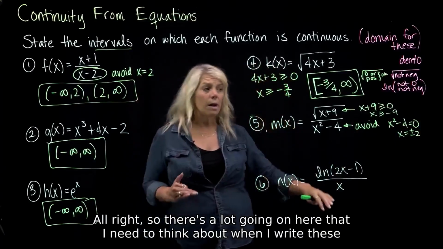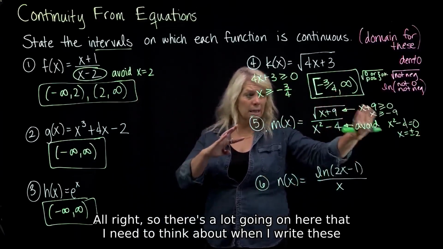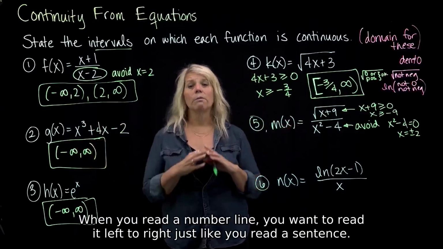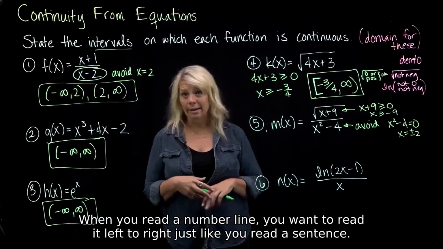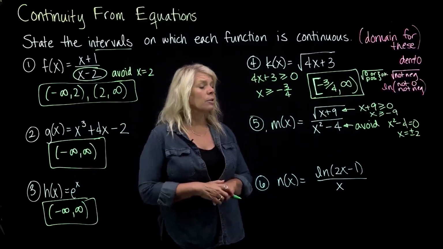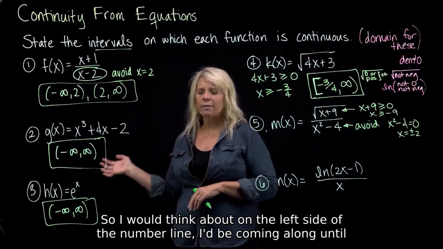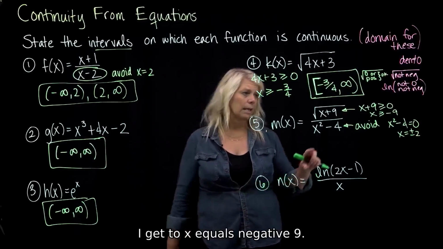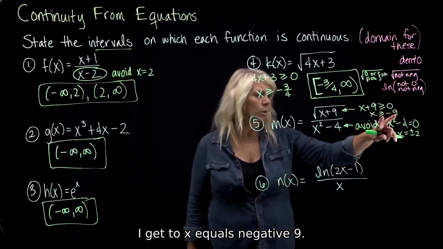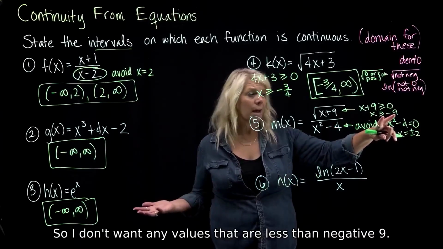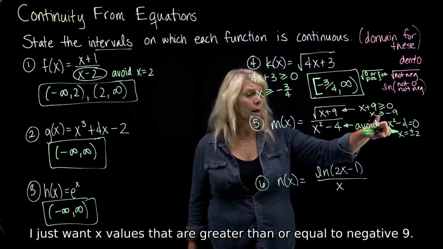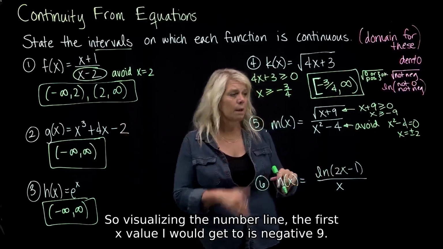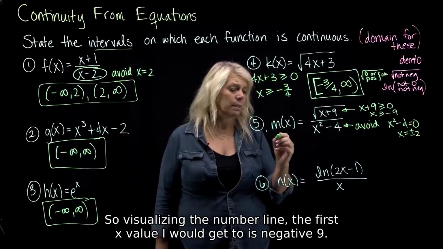All right, so there's a lot going on here that I need to think about when I write these intervals. I would visualize a number line. When you read a number line, you want to read it left to right, just like you read a sentence. So I would think about on the left side of the number line, I'd be coming along until I get to x equals negative 9. So I don't want any values that are less than negative 9. I just want x values that are greater than or equal to negative 9. So visualizing the number line, the first x value I would get to is negative 9.